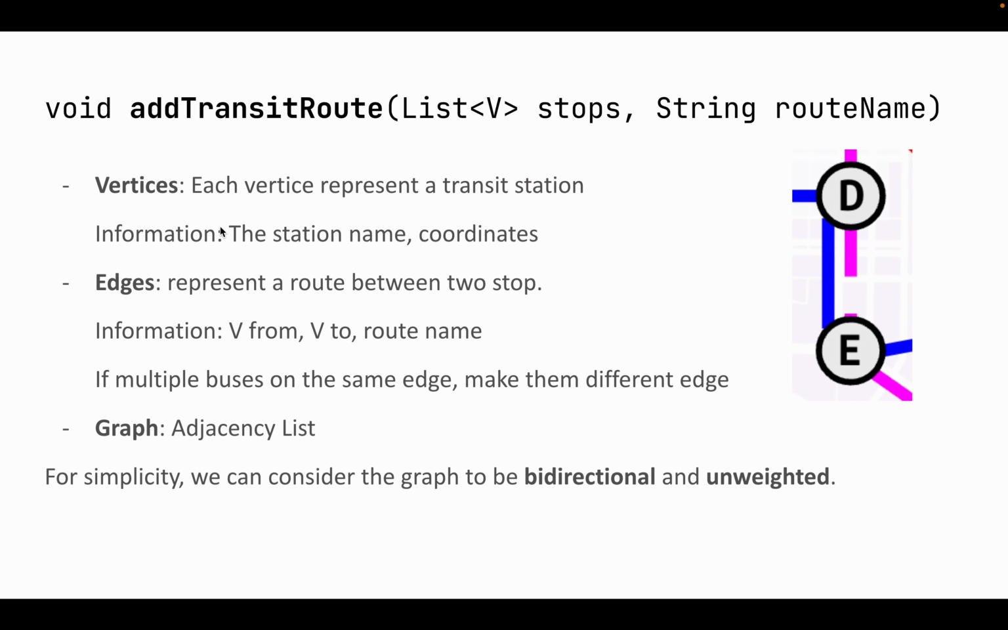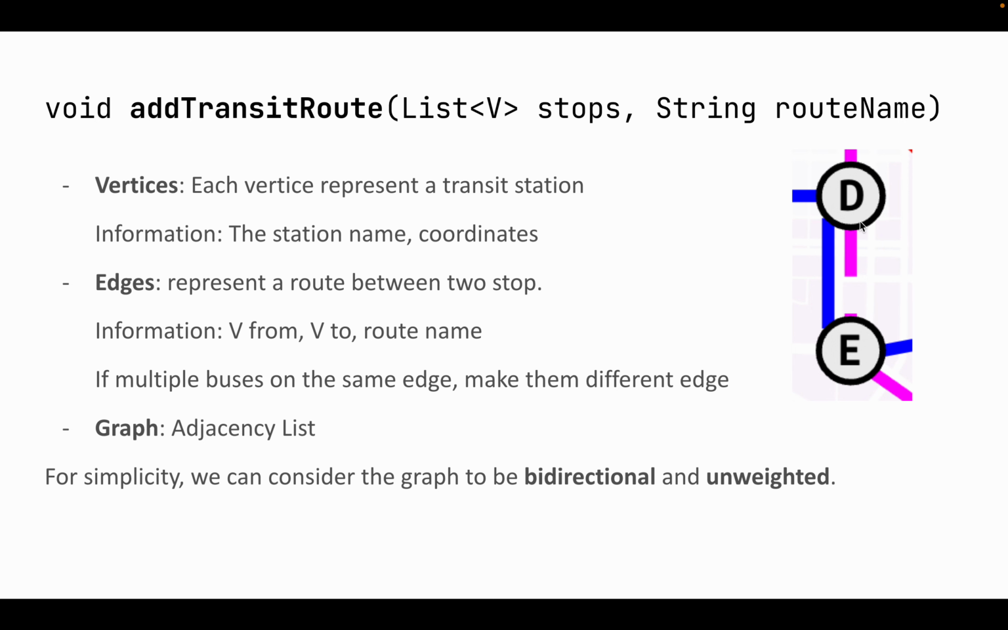The vertices of the graph will represent the transit stations, which have information like the station name, the coordinates, and even the ID of the station. And the edges will represent the road between two stops. They should be bidirectional because in real life the bus always goes in two directions, and unweighted because in this problem the travel time between each pair is approximately the same. They should also have the usual edge information: station from and station to.